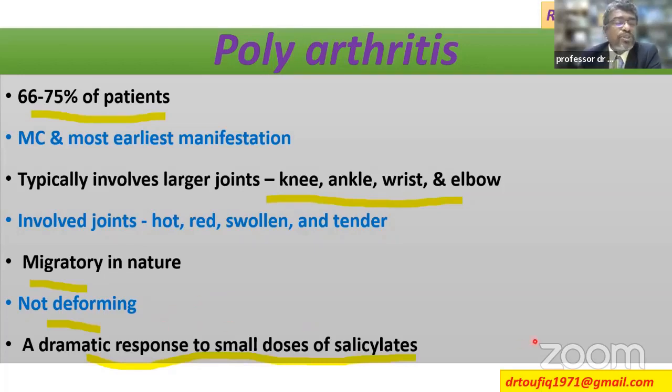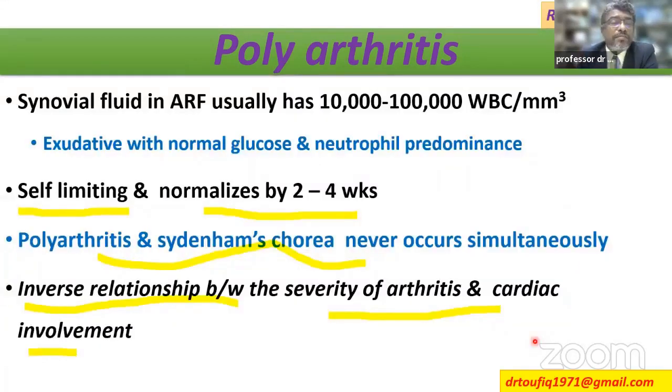A dramatic response to a small dose of salicylates. This is the most important thing. This pain and inflammation is usually very sensitive to salicylates, that is aspirin ingestion. If we give aspirin to a patient suffering from acute rheumatic fever with joint pain, usually the joint pain subsides when the patient takes salicylates, that is aspirin. Rheumatic fever arthritis is very sensitive and responsive to aspirin therapy.